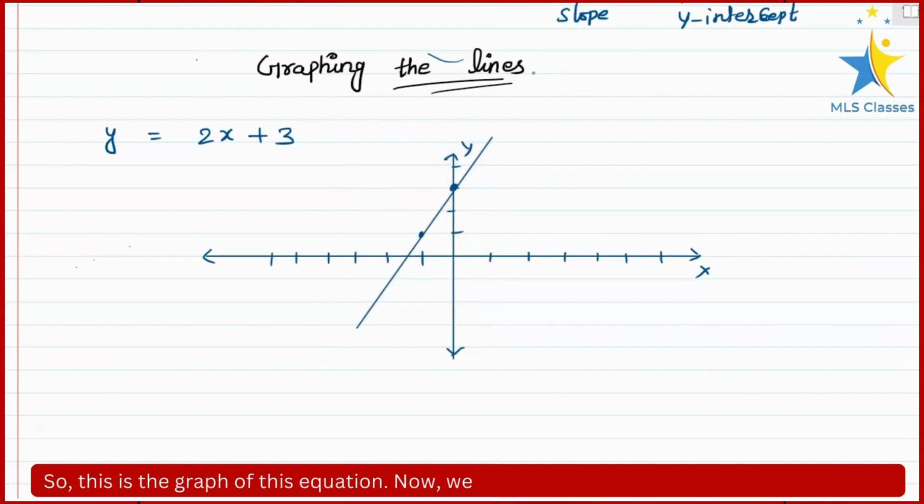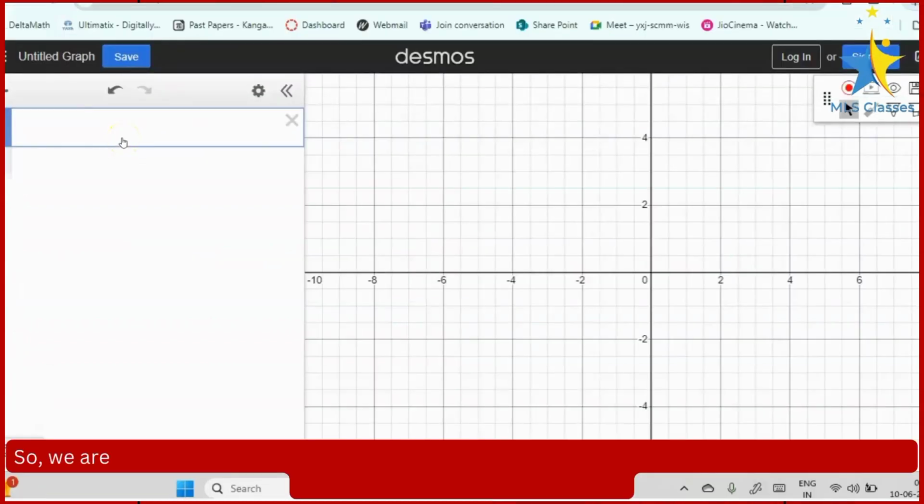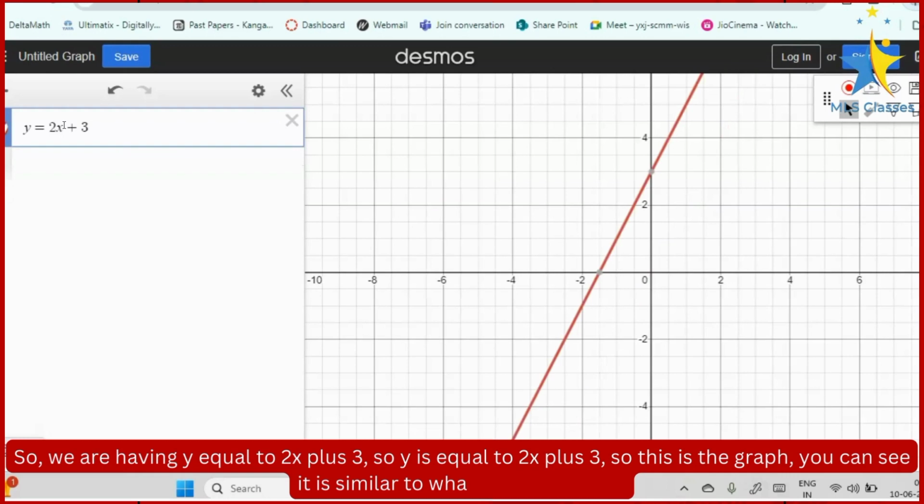Now we can do this more easily with a graphing tool. We will be using the Desmos graphing tool to show you how we can graph this line. So we have y equal to 2x plus 3. So this is the graph. You can see it is similar to what we have drawn.